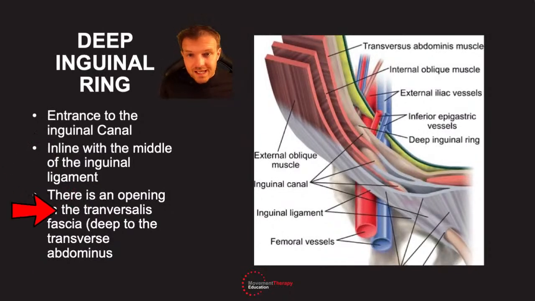So there is an opening in the transversalis fascia. This is the fascia that's deep to the transverse abdominis, and you can see that here. So there's your TVA, your transverse abdominis, just there, and then that's the fascia behind it. So it lines the inside of your transverse abdominis, and that's the first thing it pierces. It comes through there. Okay, so that's the deep inguinal ring.